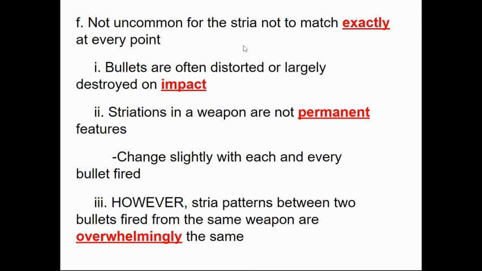It's not uncommon for the stria to not match exactly at every single point. Why? Bullets can be distorted or they can be destroyed on impact. The striations in a weapon are not permanent features. Remember, every time we fire it, it does change it slightly. However, the patterns between two bullets fired from the same weapon are overwhelmingly the same. So much so that the likelihood of it not matching is so small that we're going to say that, yes, it's highly likely, 99.999%, for example, chance that these match.